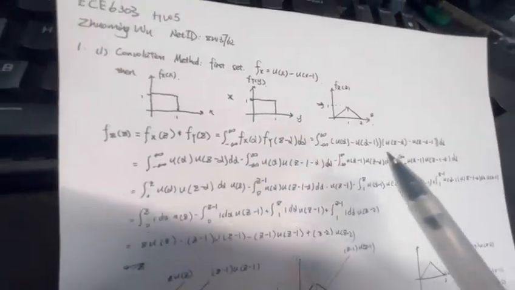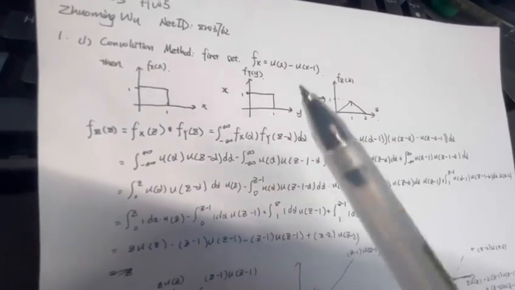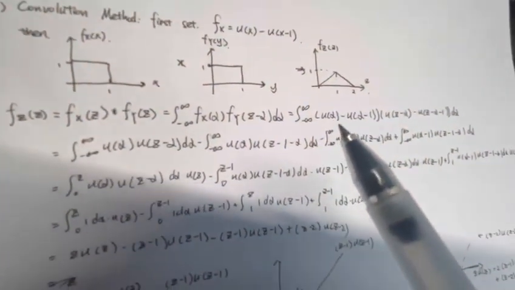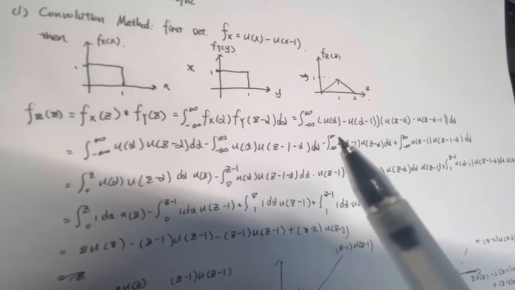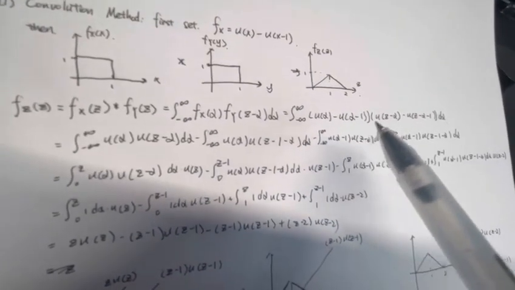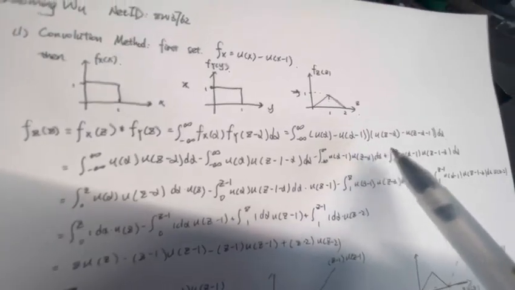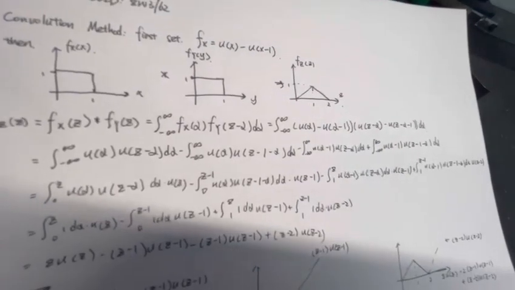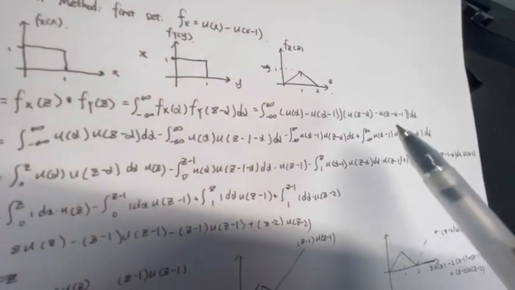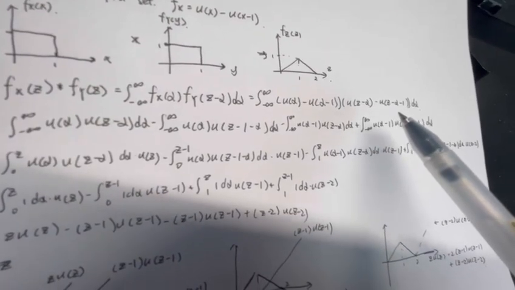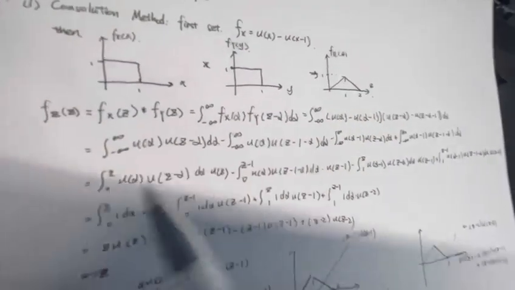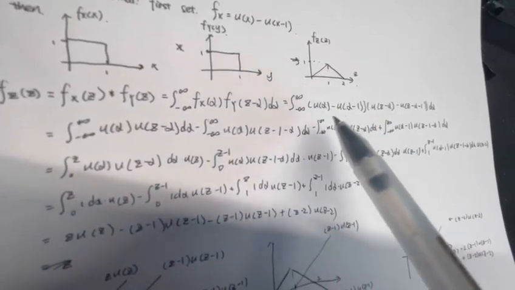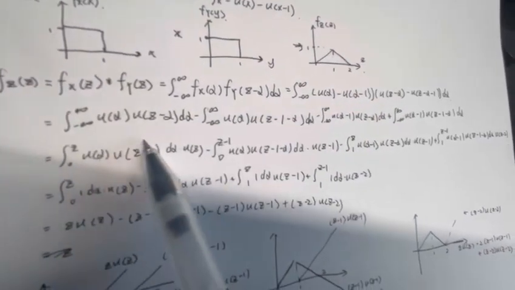And since we already know that f_X equals this one and f_Y equals this one, we're going to substitute y with alpha and x minus 1 with alpha minus 1, and also y with z minus alpha, and y minus 1 with z minus alpha minus 1. And then we're going to calculate this, which equals this equation.